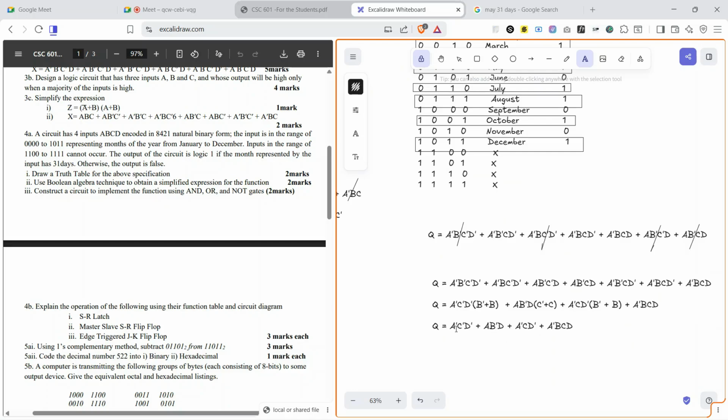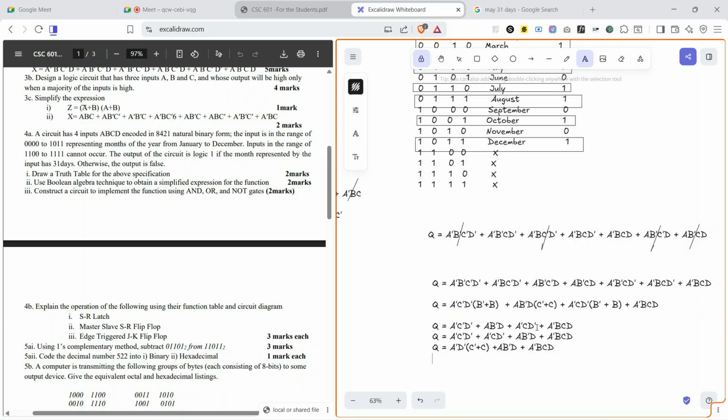So for the simplification of this, we can simplify this and this now. So Q equals A, so I'm just going to move them together first, plus A bar C D bar plus A B bar D plus A bar B C D. So Q equals A bar D bar into C bar plus C, then plus A B D bar plus A bar B C D.